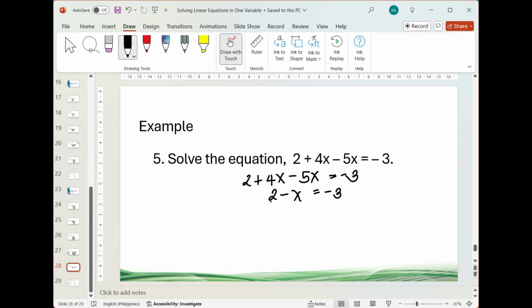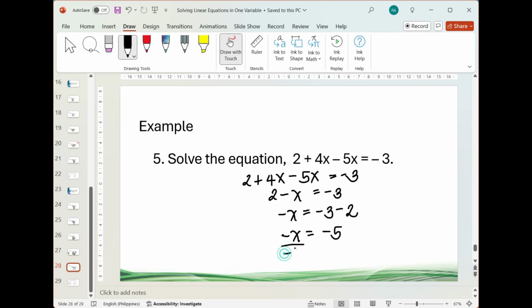So, from here, itatranspose natin si positive 2 doon sa right. So, magiging negative x equals negative 3. So, pag tinranspose si positive 2, that will become negative 2. And then, simplify natin. Negative 3 minus 2. So, negative x equals, negative 3 minus 2 is negative 5. Kaya lang, dapat ang x mo ay positive. Pero may negative ka dito.